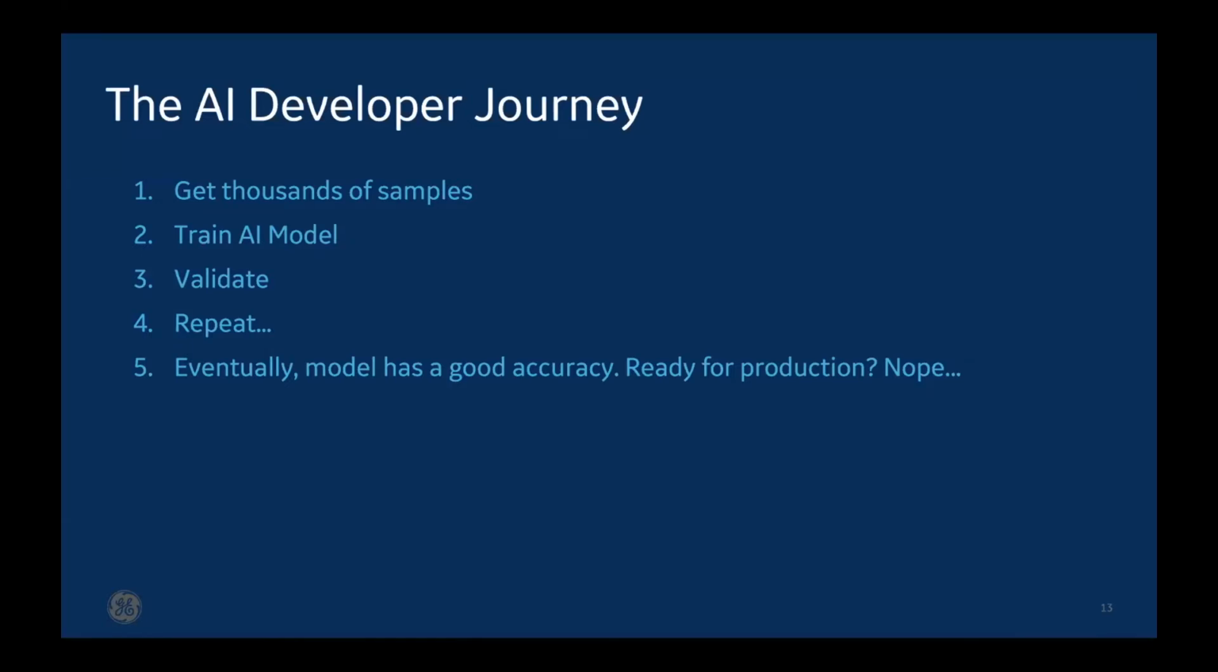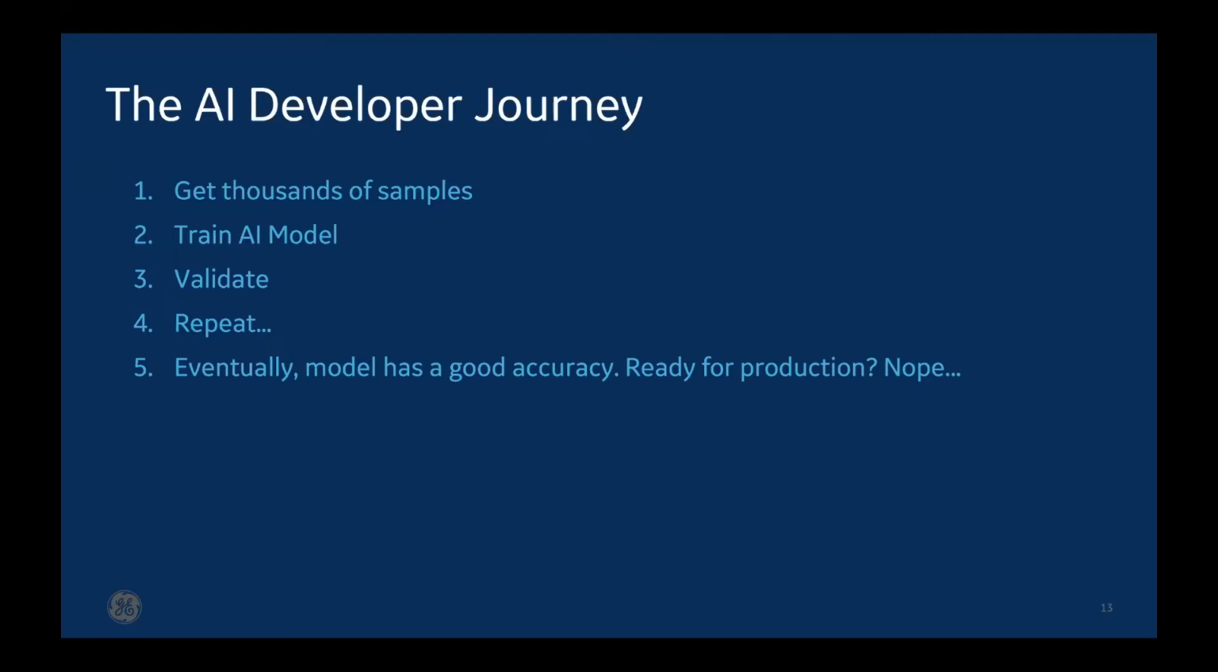So if you go over the AI developer journey, let's say I'm a developer trying to build my model. Usually, what I do is I get thousands of samples, I train my AI model, I do some validation, and I repeat this process over and over, right? Eventually, my model is going to have some good accuracy, and then I'm going to say, okay, that's fine for production.